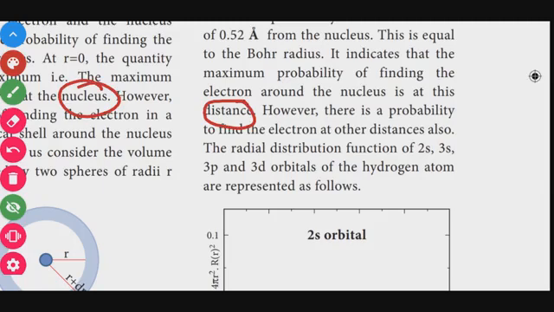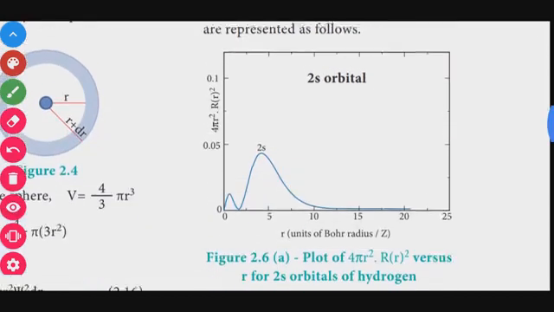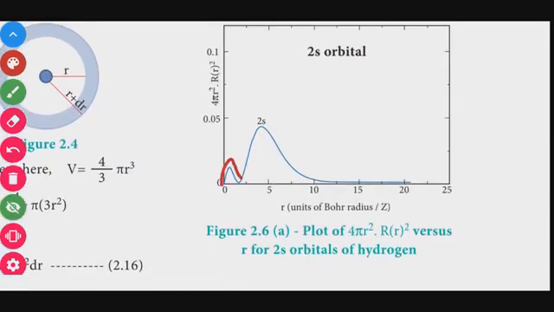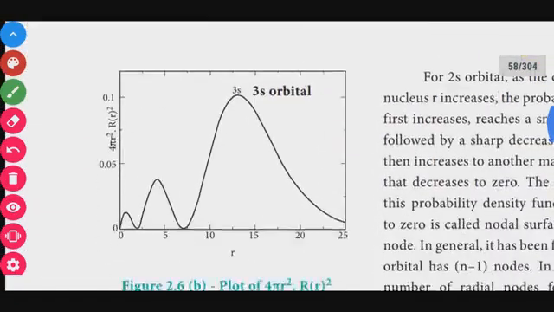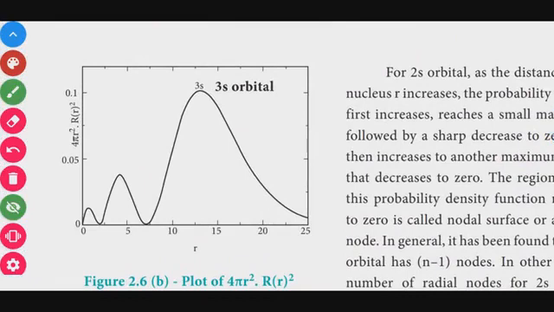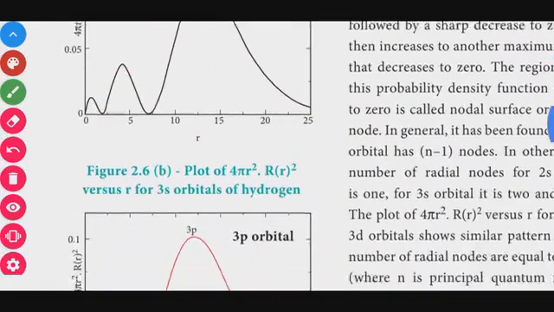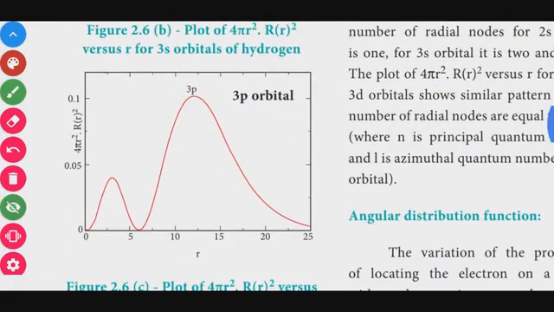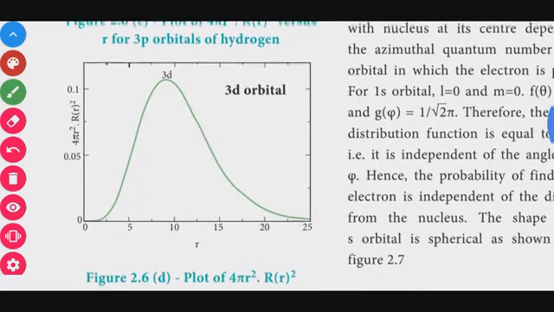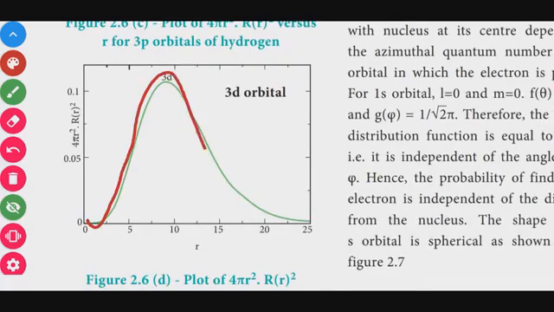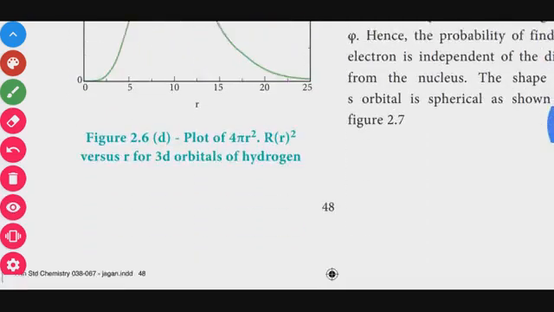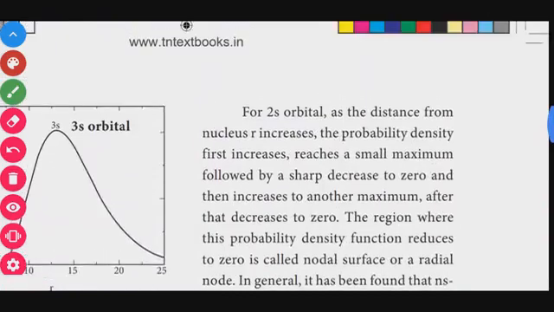See how the radial distribution functions of 2s, 3s, 3p, 3d orbitals of the hydrogen atom are represented. 2s orbital, it is an irregular curve, then constant. Okay, and then next for 3s orbital it is suddenly increasing and then it is decreasing. And then next for 3p orbital, this curve is not that much important. Okay, just have a glance. And then for 3d orbital it is like a parabolic path. Okay, yeah.